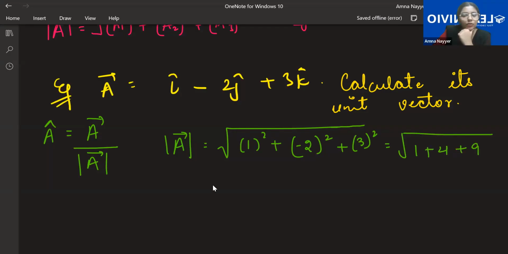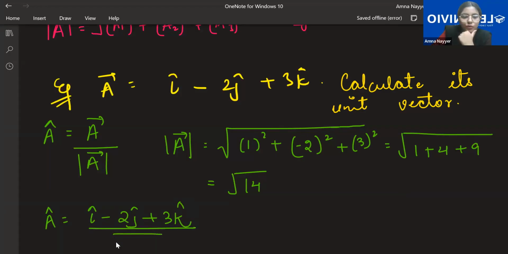See, the magnitude is coming root 14. So this is just the magnitude. Look here, the vector as it is is I cap minus 2j cap plus 3k cap. Now when you divide it with its magnitude we have calculated, root 14, you're actually dividing this term with this. I cap minus 2j cap plus 3k cap divided by root 14.